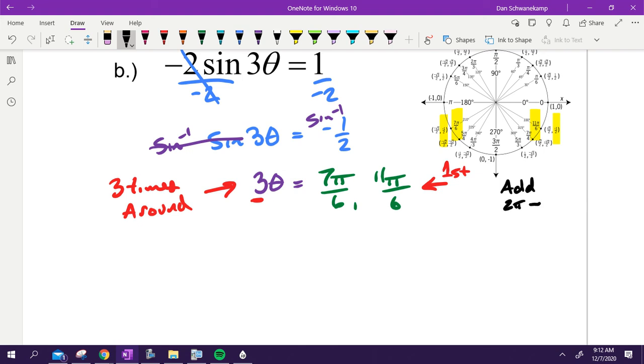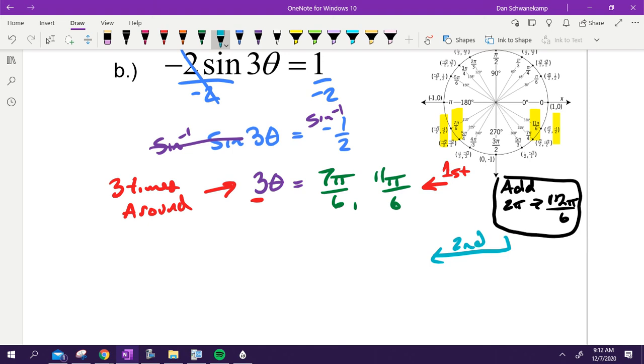All right, and in this case, it's over 6, so it's like I'm adding 12 pi over 6. You don't have to write this to the side. I'm just doing it to help us out. Okay, we're adding 12 pi over 6. That's the ugliest 12 ever. Deal with it. Okay, so the second time around, I'm adding 12 pi over 6.